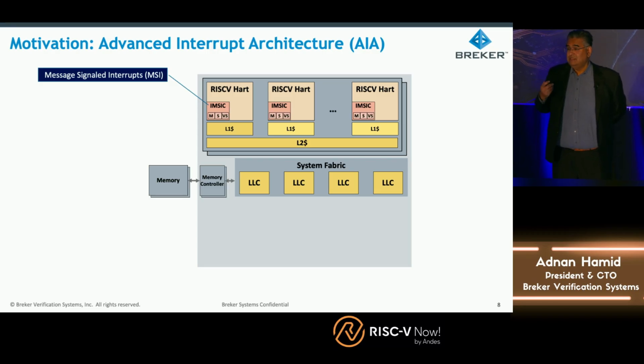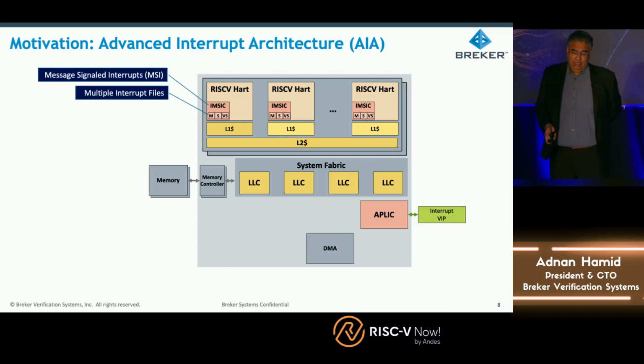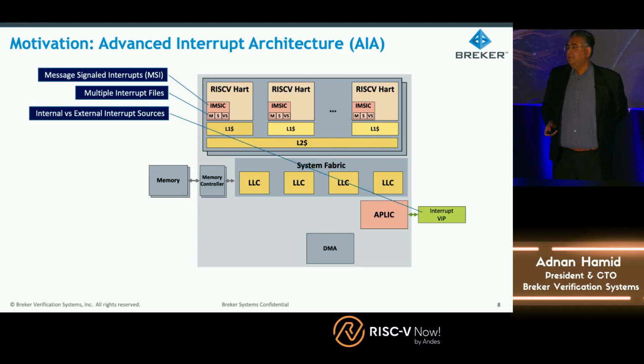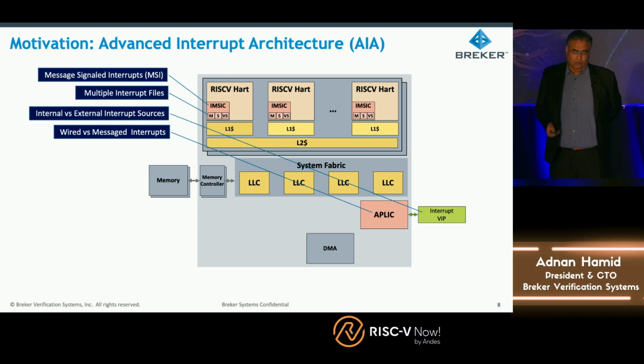Those interrupt files live at different levels of privilege. And you have a so-called APLIC, an Advanced Platform Level Interrupt Controller, I think it stands for, right? Interrupts can come in from outside the subsystem, basically your DMAs and your uncore IPs. Those can be reported to the system either through wired interrupts or through messaged interrupts.